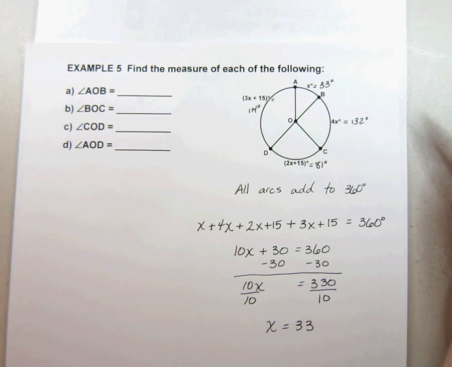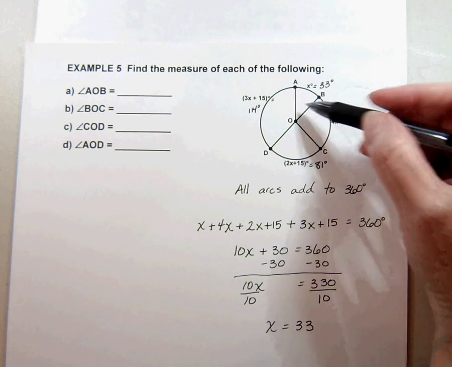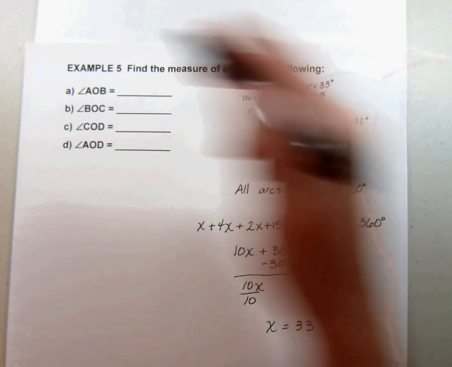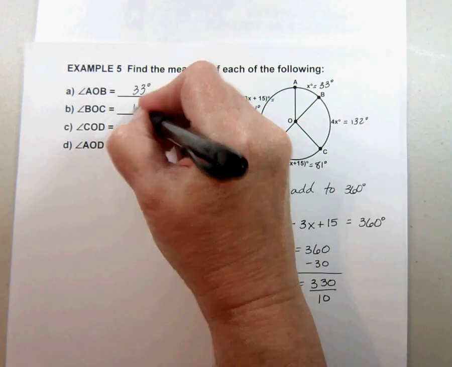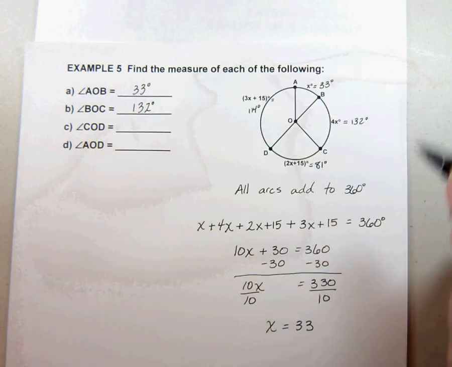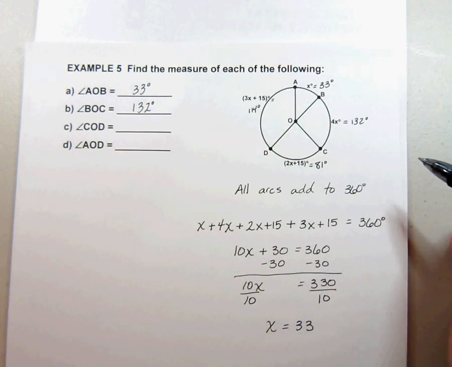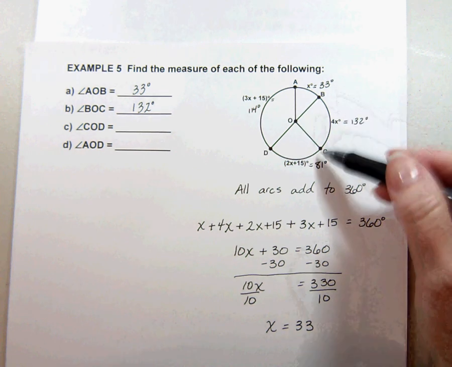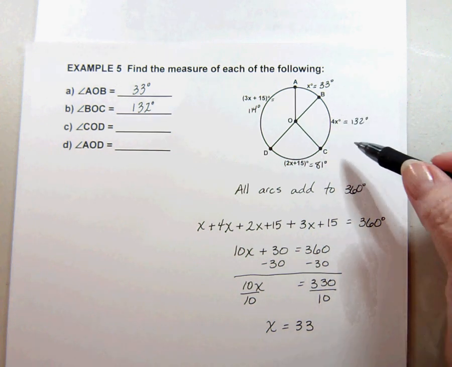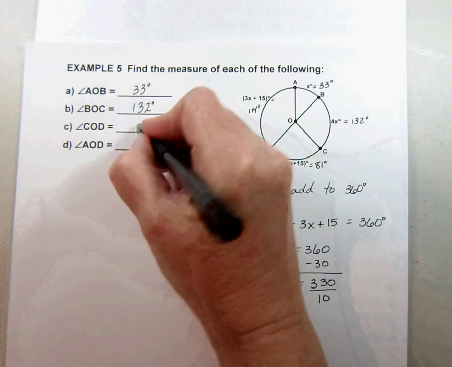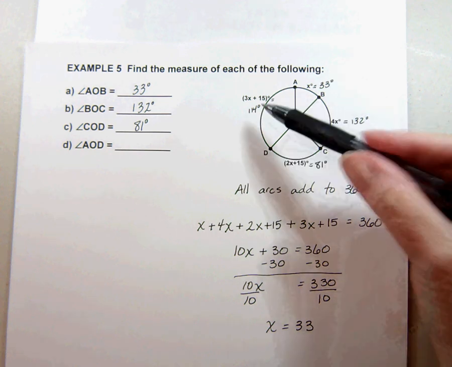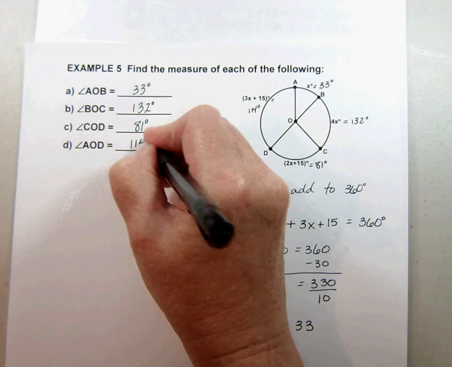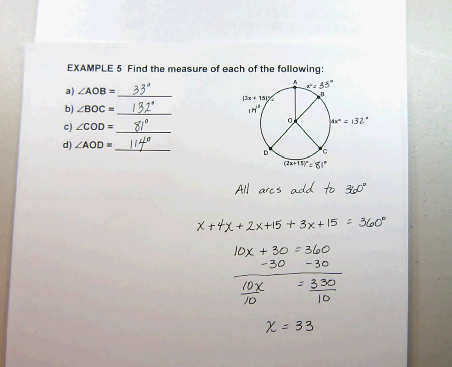Okay, so let's look at the angles. AOB is the first central angle. That matches the arc at 33 degrees. BOC matches our arc at 132. Don't forget that the central angle is always the same degree measure as the arc that's made from that angle. So COD, that's this angle here, that was 81. And AOD was our 114. Now it's time to work on your own.